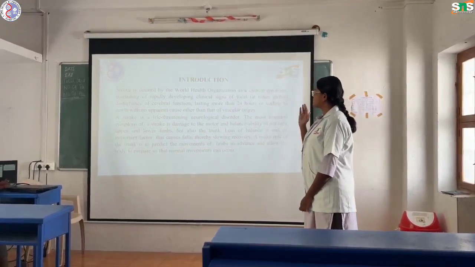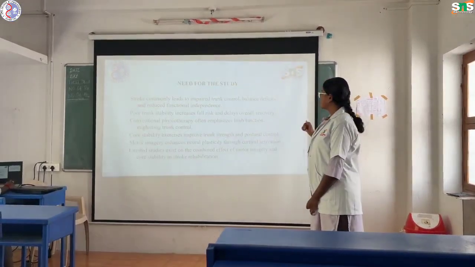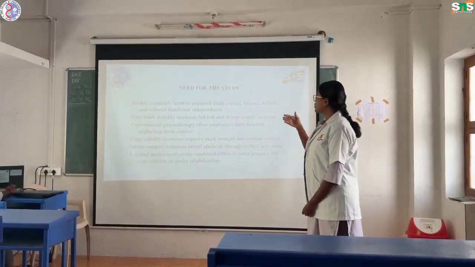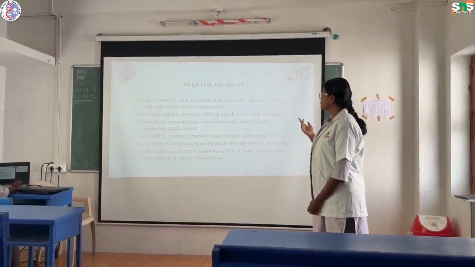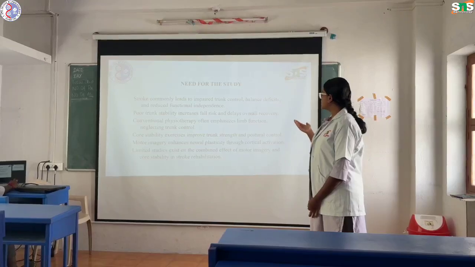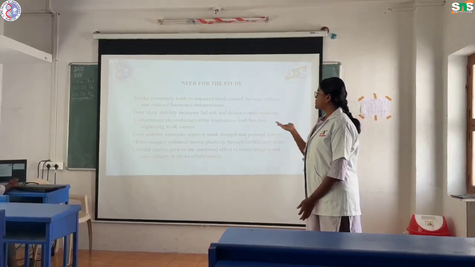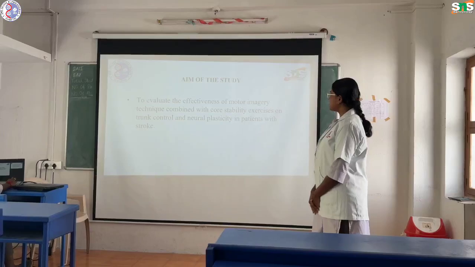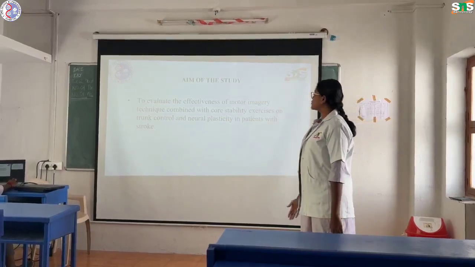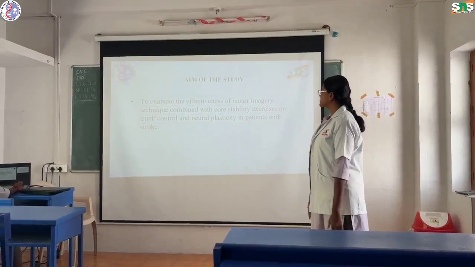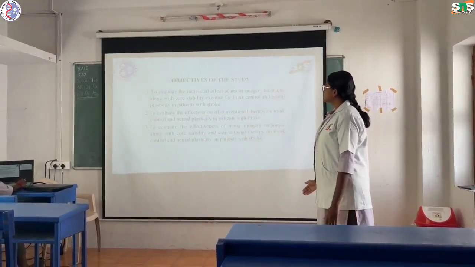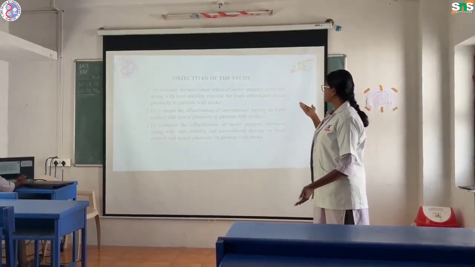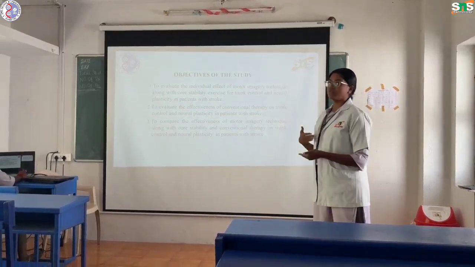The main cause of stroke is loss of trunk balance. The need for the study is enhancing core stability and neuroplasticity through cortical activation. There are limited studies that combine both things. The aim of the study is to evaluate the effectiveness of motor imagery technique combined with core stability. Objectives: evaluating the motor imagery technique along with conventional therapy and comparing them to find the outcomes.